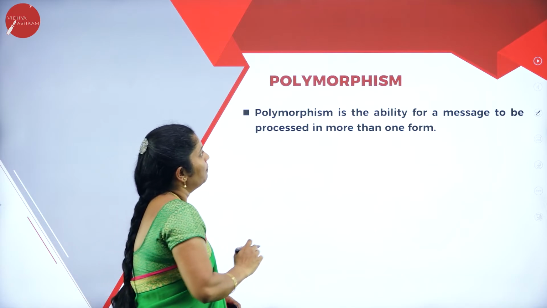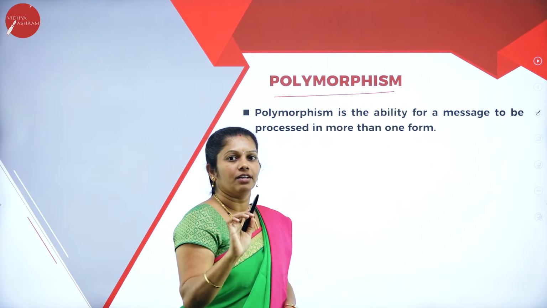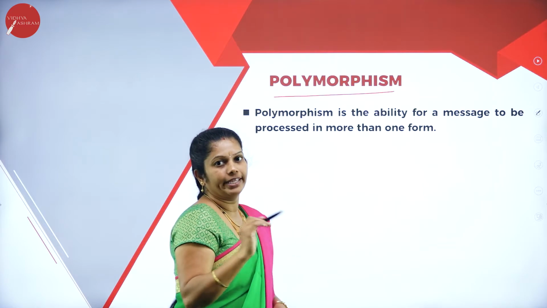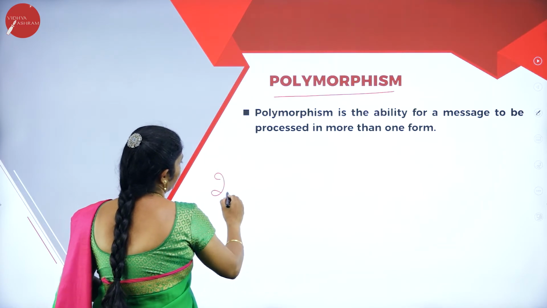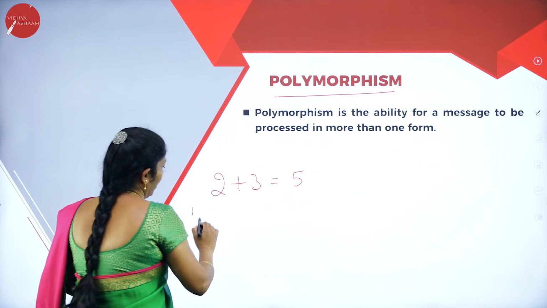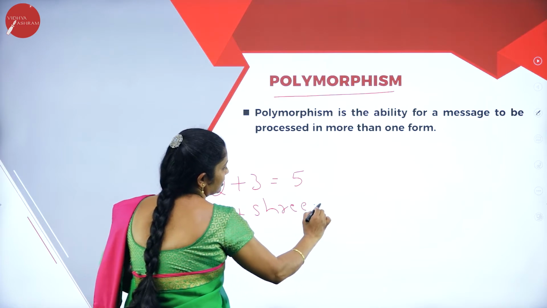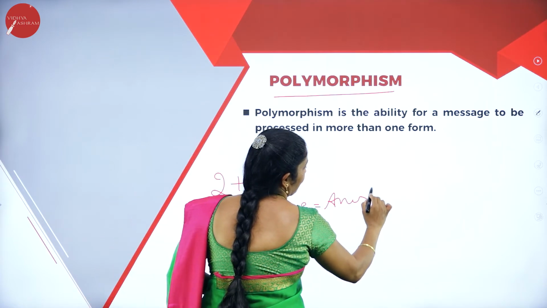Next we will move on to polymorphism. What do you mean by this polymorphism? Poly means more than one. For example, if I give 2 plus 3, then what is the answer? I am going to get 5. And one more example, Anu plus Shri. Then the result I am going to get is Anushri.